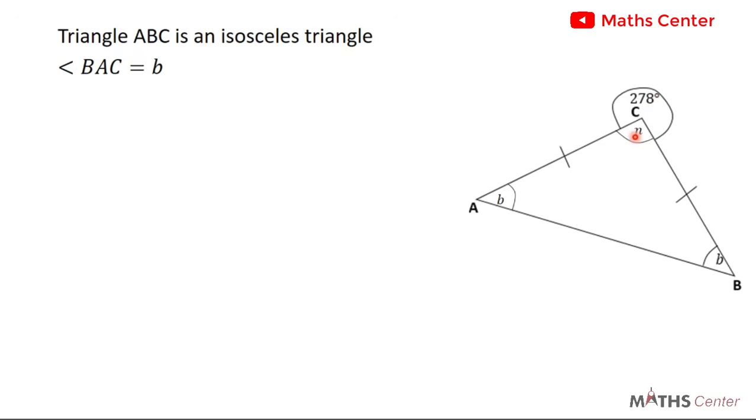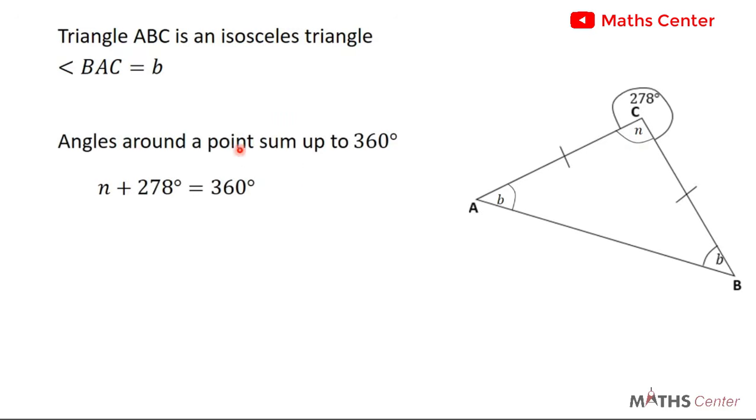So if we assume that the interior angle here is N, we can use the property that angles around a point sum up to 360 degrees to find N. Because if you assume this place to be N, it means that if you add N to 278 degrees, angles around this point C should give us 360 degrees. So angles around a point sum up to 360 degrees, and N plus 278 degrees will give us 360 degrees. From here, we can find N to be 82 degrees.